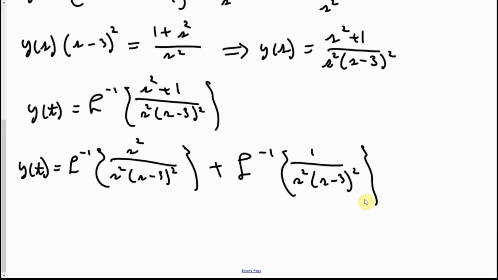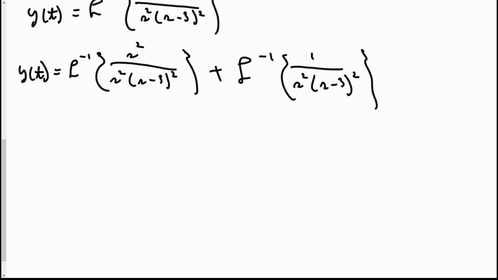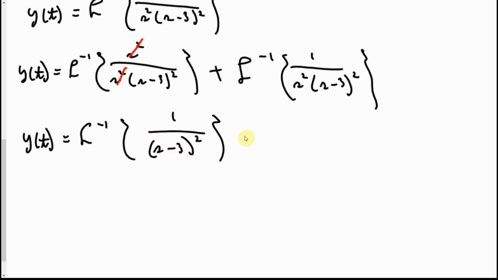And let me take this sweater off because I'm getting hot. Alrighty. So now that first part, good thing for us is that s squares cancel out. So we get y of t is equal to the inverse transform of 1 over s minus 3 squared. Now that other part over there, man, we got to use partial fractions to break that down.